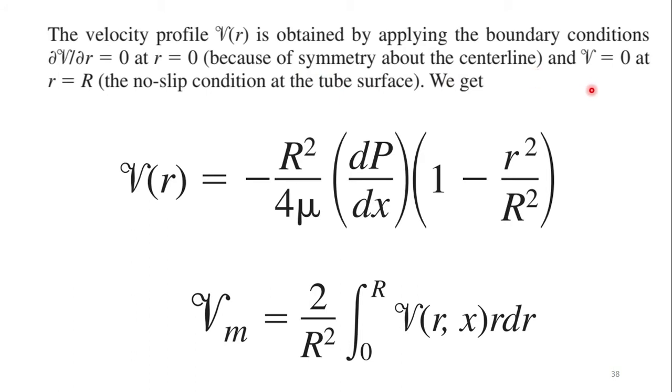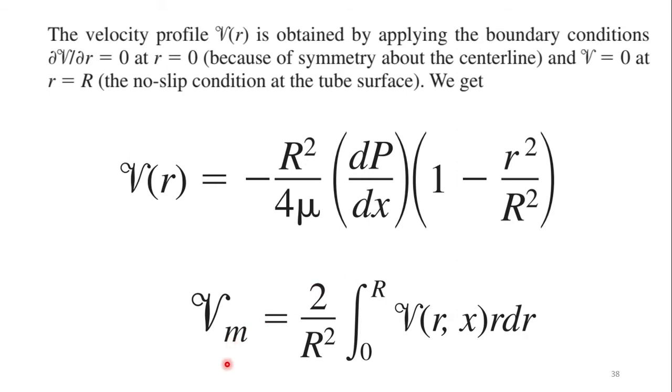The second boundary condition is that the velocity is equal to 0 at r equal to capital R. When the radius becomes capital R, the radius of the tube, you are at the wall, and at the wall we have said that there is a no-slip condition at the inside surface of the tube, so the velocity is equal to 0. If we put the boundary conditions in the previous equation, we will have this expression for the velocity profile.